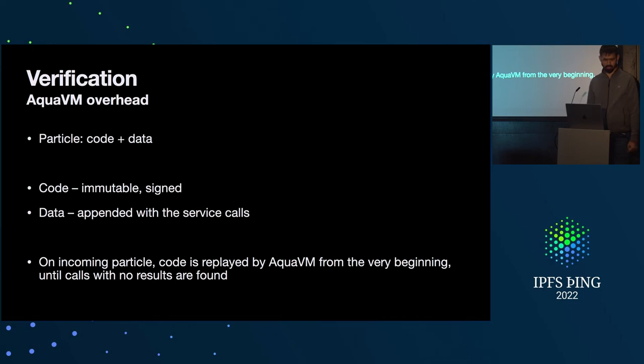Verification. Every time the request is organized into a smart package that we call a particle, it has two parts. One is immutable, it's the code and some headers like signatures, particle ID, and such stuff. And also we have data. Every time the service call happens, this data grows. So it grows linearly during the execution.